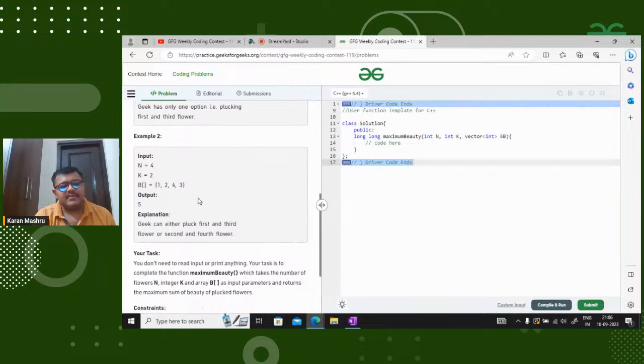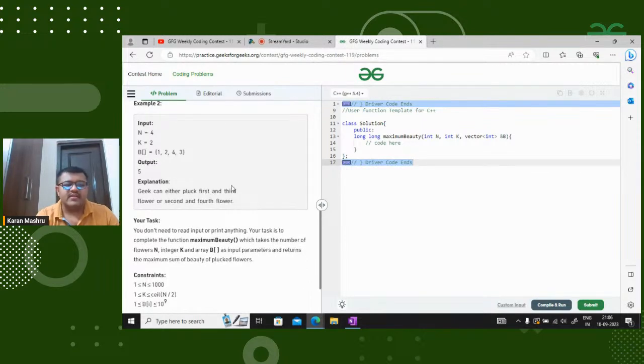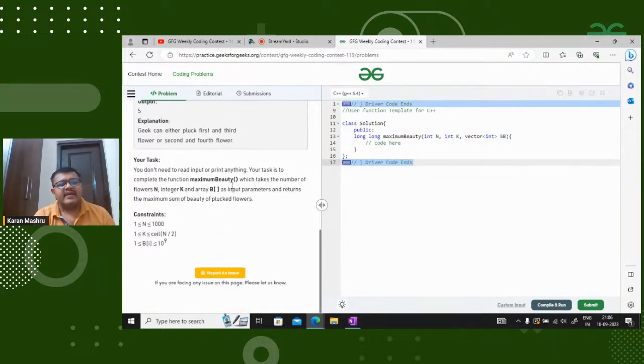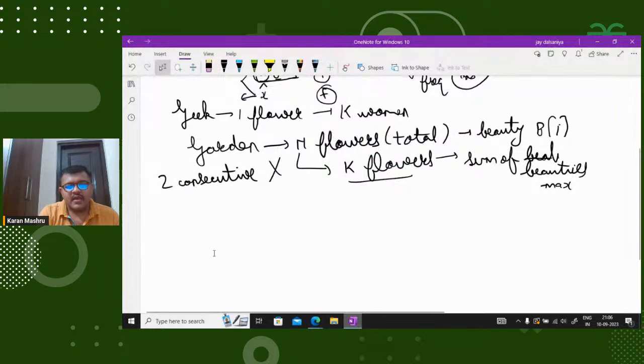If we look at the second example, if we have n equals to 4 and k equals to 2, then I can take the first and third flower or the second and fourth flower. In both the ways you will get the sum of the beauty as 5, right? And k is always less than or equal to ceiling of n by 2. So what they are trying to say is that we will always be able to pluck k flowers. The value of n is such that even after considering the rule that no two consecutive flowers will be plucked, even then we can pluck k flowers. Okay, now how can we solve it? One of the ways to solve it is by checking all the possibilities, right?